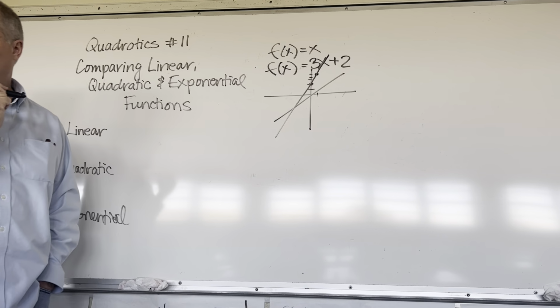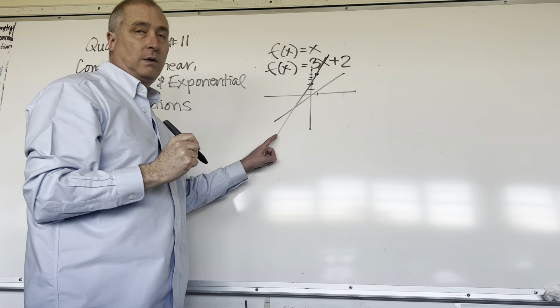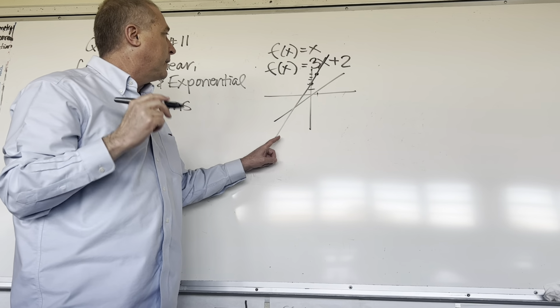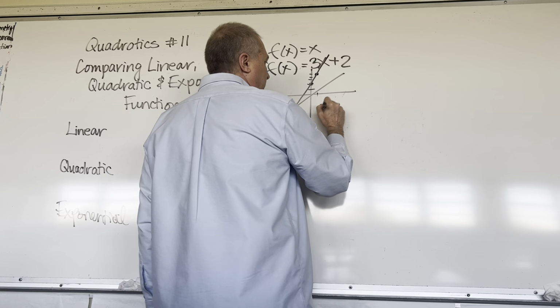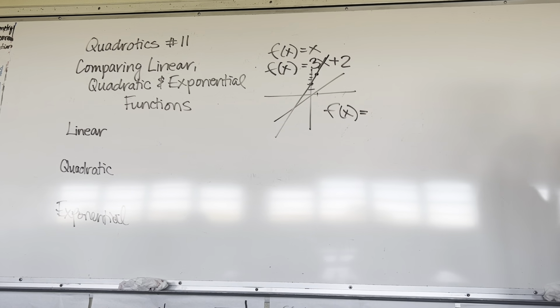Am I close? Look at your graph on your screen. Is my line here close to yours? A little bit? Okay, and one more. Open a new box, type in f of x equals 1/3 x minus 5.